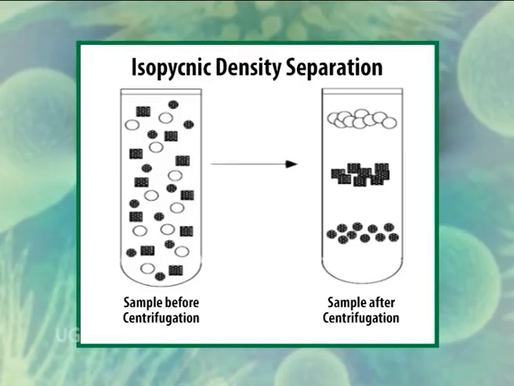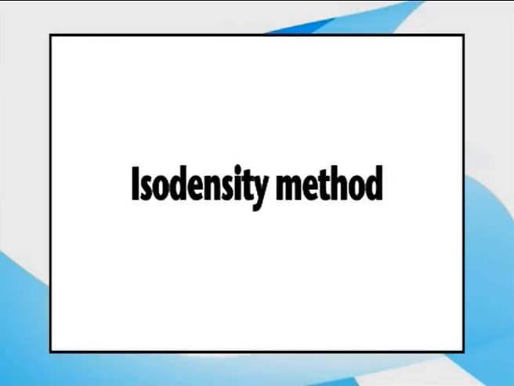Alternatively, the sample to be separated is initially mixed with the gradient medium to form a solution of uniform density. Under the influence of the centrifugal force, the gradient redistributes to form a continuously increasing density gradient from the top to the bottom. This variant of isopycnic centrifugation is referred to as the isodensity method.